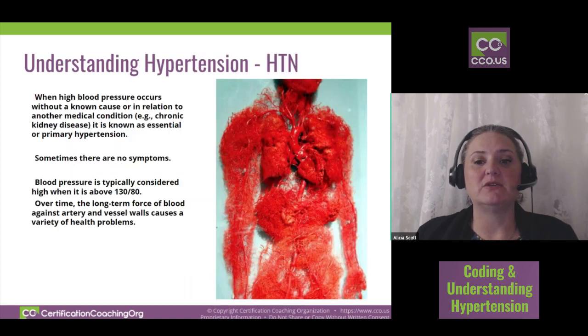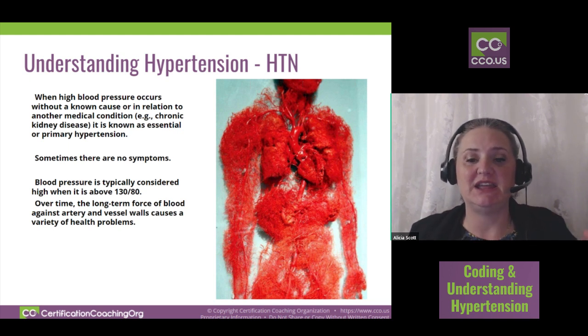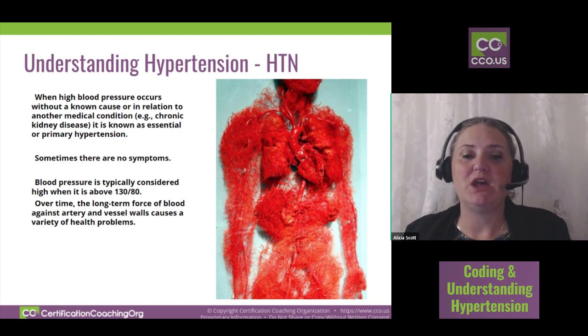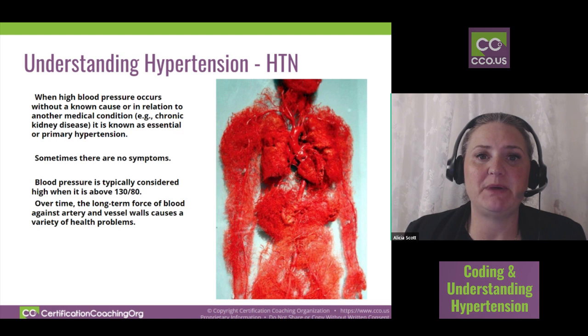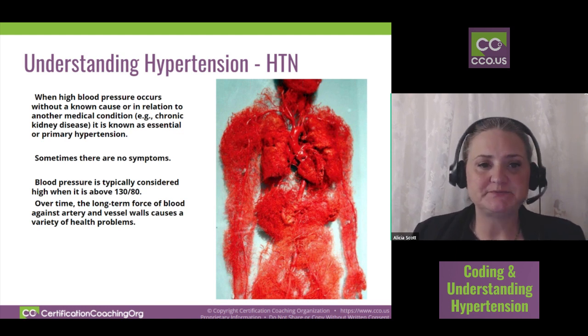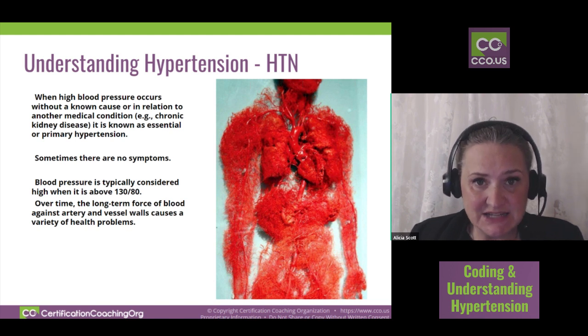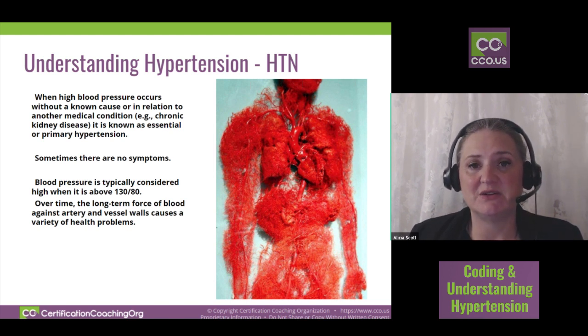Now let's talk about why we need to know these codes. What is the anatomy? Understanding hypertension. And again, like I said, I usually go back and do this first, but this time I chose to really pound in those codes. It doesn't matter what the medical condition is, but high blood pressure is a disease, and it's mostly associated with chronic kidney disease.